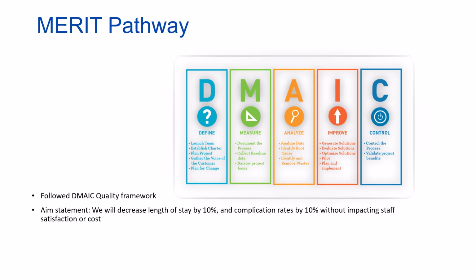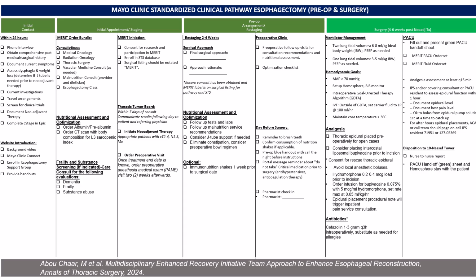This DMAIC quality framework gave us the aim statement: we will decrease length of stay by 10%, we will reduce complication rates by 10% without impacting staff satisfaction or cost. We set about to achieve this goal by looking at ways that we could improve care of our esophagectomy patients.